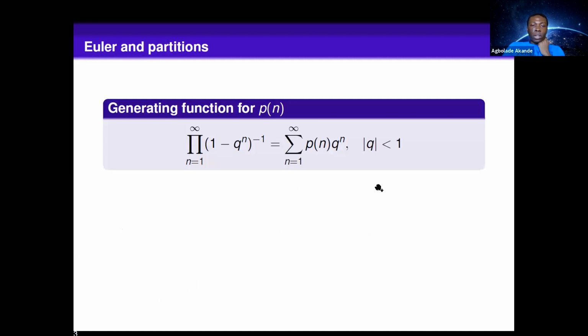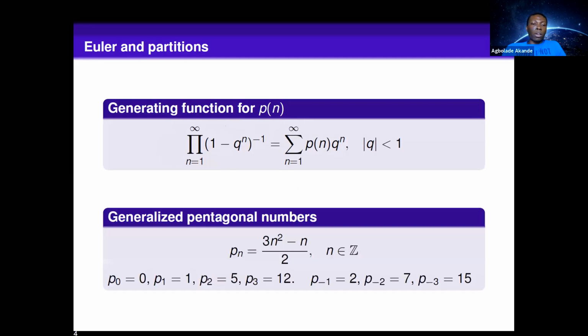Now we're going to go to Euler. Euler worked a lot on partitions back in his day. What he was looking at was the generating function of the partition function. The generating function of the partition function is exactly this series right here, the reciprocal of the product of 1 minus q to the n. And Euler was also looking at generalized pentagonal numbers.